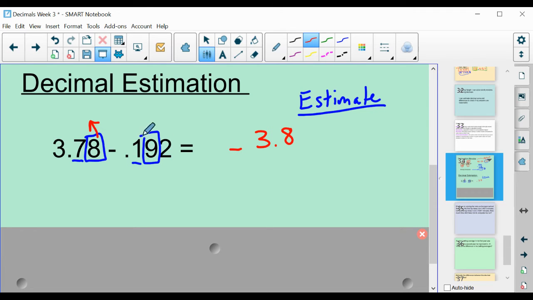And now I'm going to look at this. Does this stay at 1/10 or are we going to bump it up to 2/10? What does a 9 tell you to do? It tells you to bump it up to 2/10.